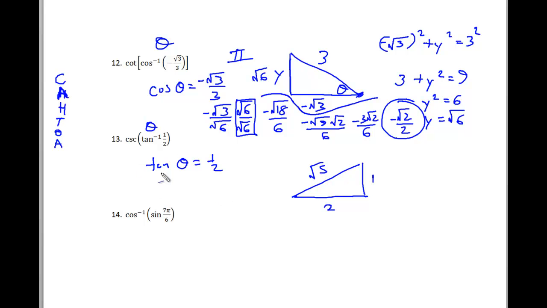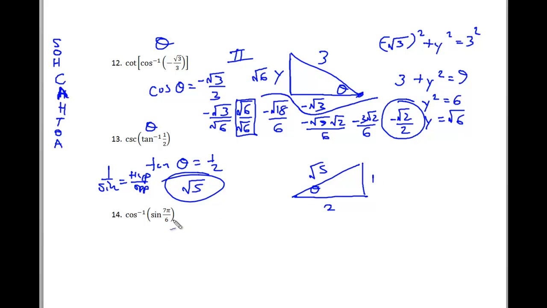Now we're going to have to take the cosecant of that. The cosecant is the reciprocal of sine, which is opposite over hypotenuse. So we take hypotenuse over opposite, and the hypotenuse is square root of 5. The opposite of that theta would be 1. So the answer is square root of 5. So again, the cosecant is 1 over sine. So instead of opposite over hypotenuse, this is hypotenuse over opposite, and hypotenuse is square root of 5. Opposite from the angle theta is 1.